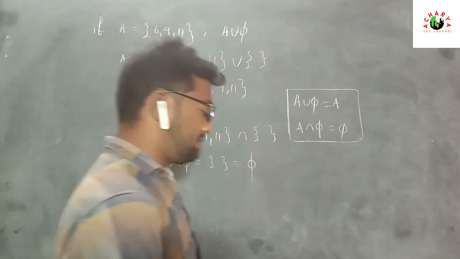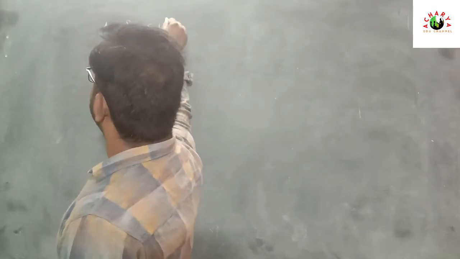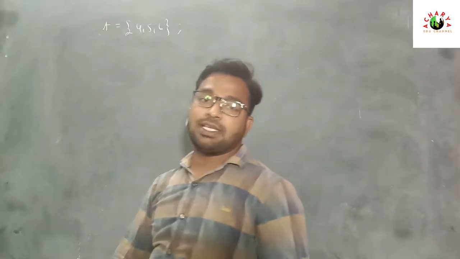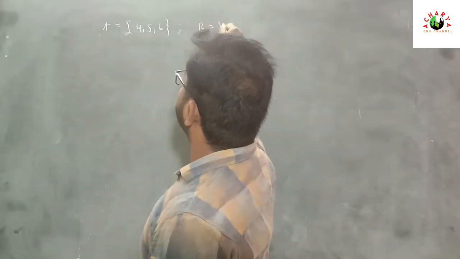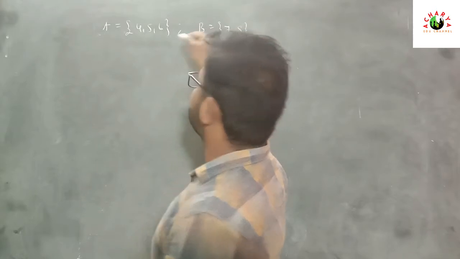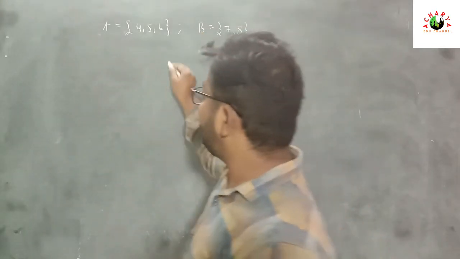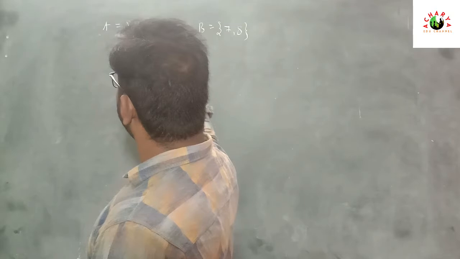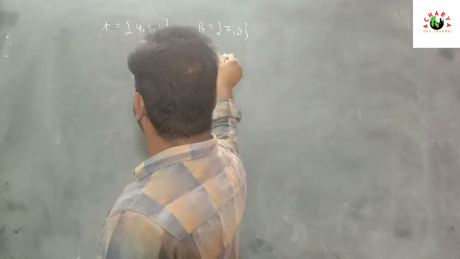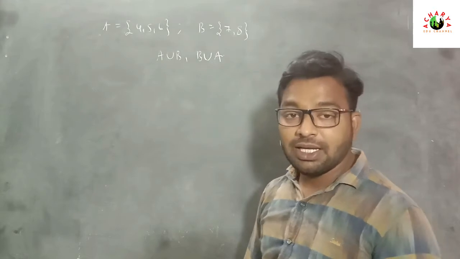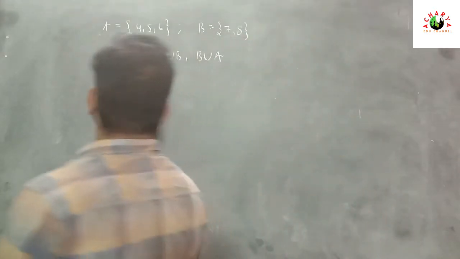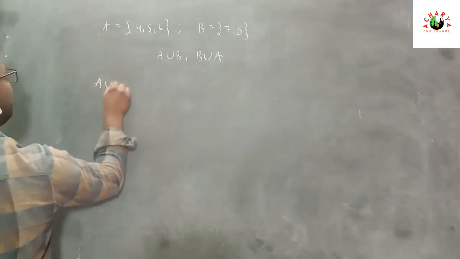Okay. Next, if A is equal to {4, 5, 6} and B is equal to {7, 8}, find A union B and B union A. Okay, concentrate here. First we have to find out A union B.